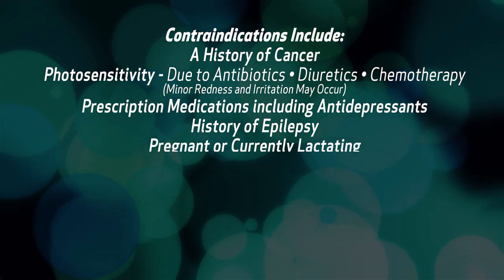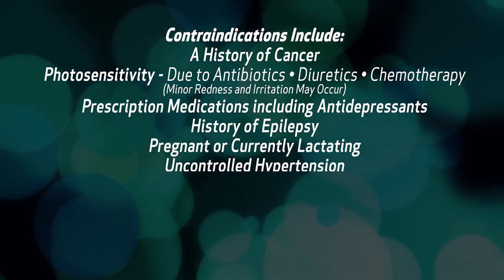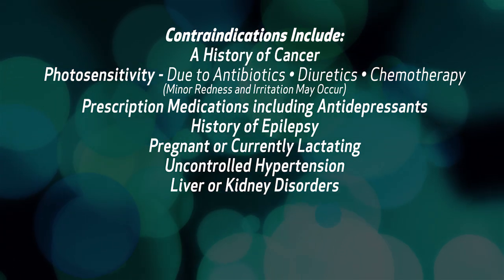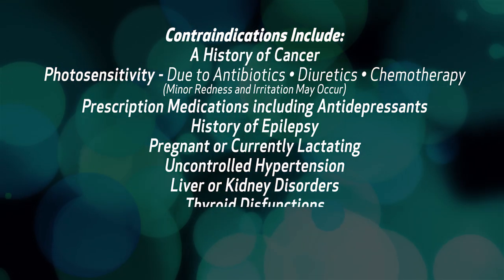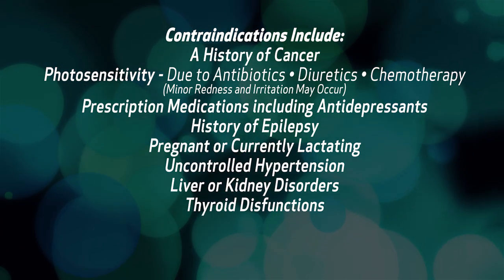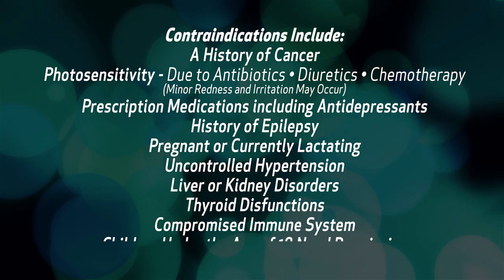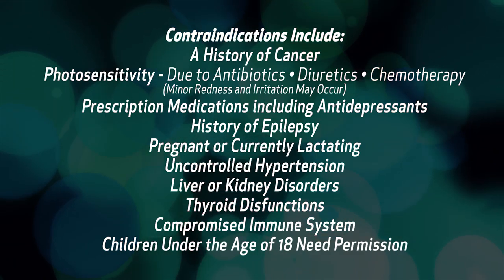It's important to know if they are pregnant or currently lactating, or if they have a history of any uncontrolled hypertension. A history of liver or kidney disorders may preclude them from being able to use the Slender Ray, or if they are currently being treated for any thyroid gland dysfunction which would get in the way of fat metabolism. If they have a compromised immune system, it's important to know that. Or if they are under the age of 18, they would need signed parental permission to continue.